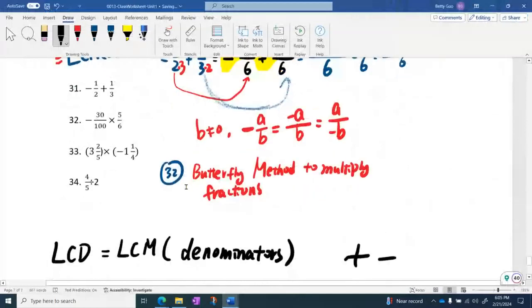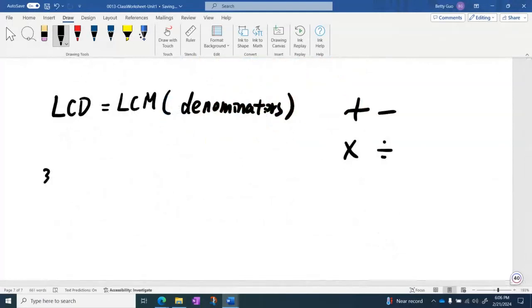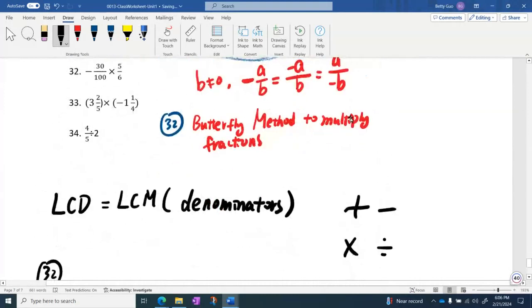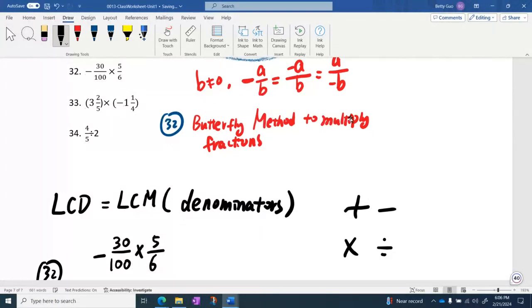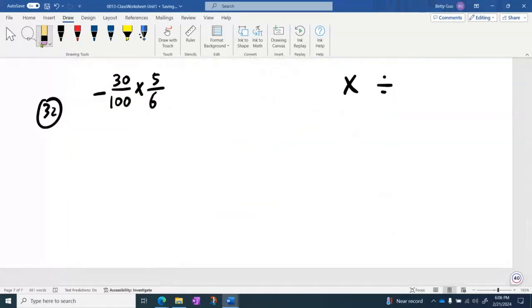To multiply two fractions, let's look at example 32 here. I'm going to use two different methods. Some of you might have a very good foundation about fractions, but my experience tells me the majority of students don't remember how to process fractions. So I think it's necessary to go over the methods again. I'm going to use two different methods to multiply the two fractions.